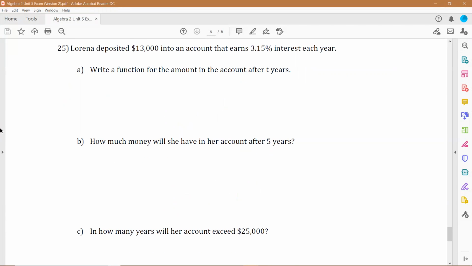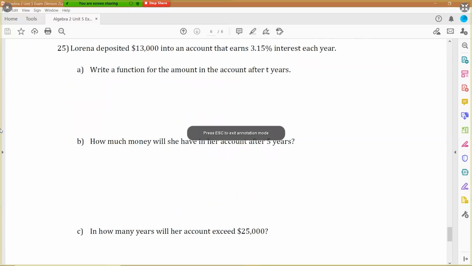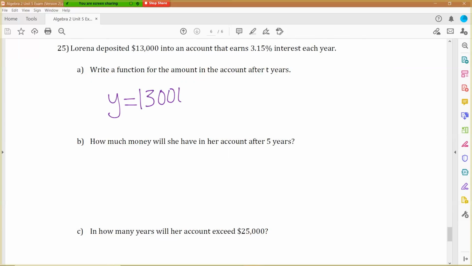So Lorena deposited $13,000 into an account that earns 3.5% interest each year. We're being asked to write a function for the amount in the account after T years. So this is just going to be a model. We're not given the years. We're just asked, hey, set this up so we can plug in 5 for part B. So y equals our initial value, 13,000.